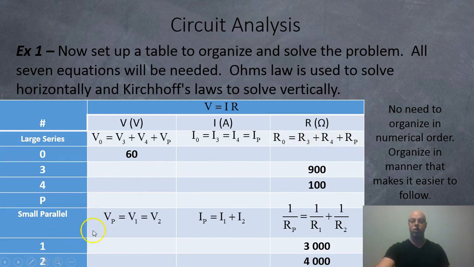And then for the parallel zone, well, the voltages have to be the same. VP equals V1, which equals V2. The current does get to split up, so IP is equal to I1 plus I2. And finally, you have to find the total resistance. It's 1 over RP equals 1 over R1 plus 1 over R2. So if you organize it in a nice chart like this, it helps you not lose track of what you're doing.